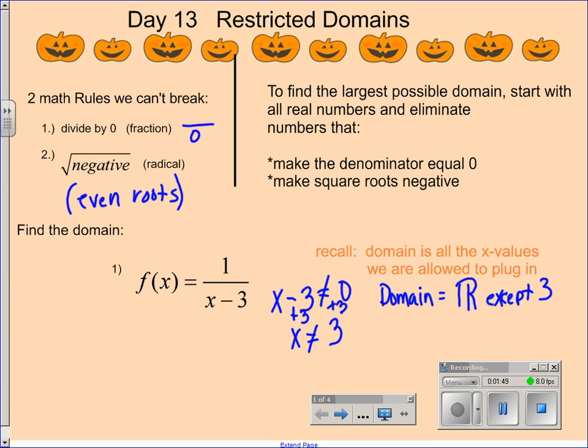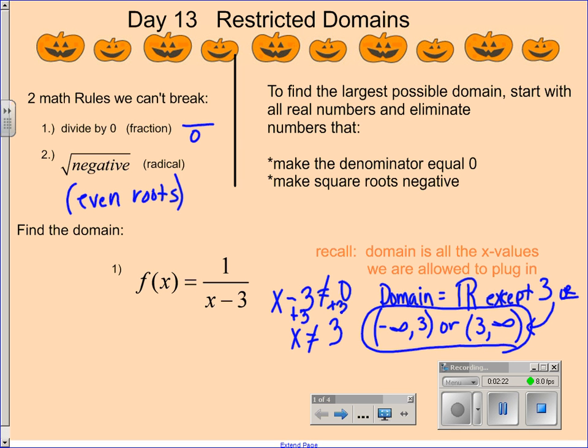All your reals except for 3, because it would make that fraction undefined. So if we do it in interval notation, remember from Friday when we did infinity, it's soft when you start with infinity. So negative infinity, now where can we go? To 3. Now it can't be 3, so it's a soft parentheses again. It's not a bracket. Or it can be 3 to what? Infinity. So it's this or this. This is interval notation written that way. But either one is correct. You can write all reals except for 3 or write it in interval notation.